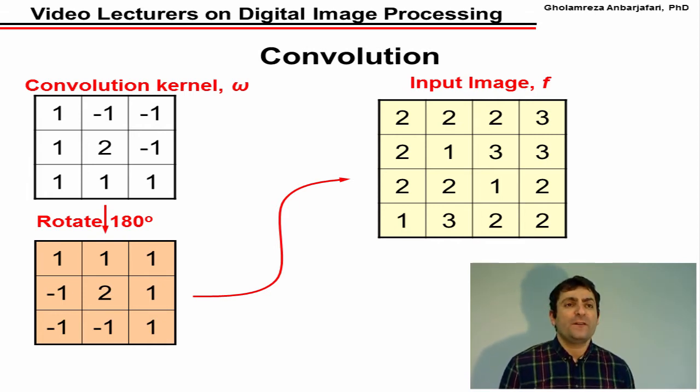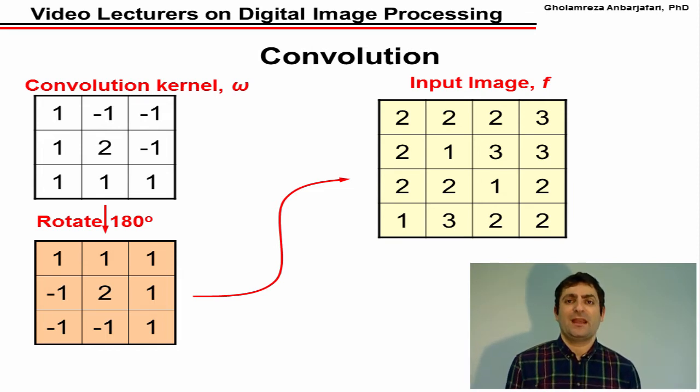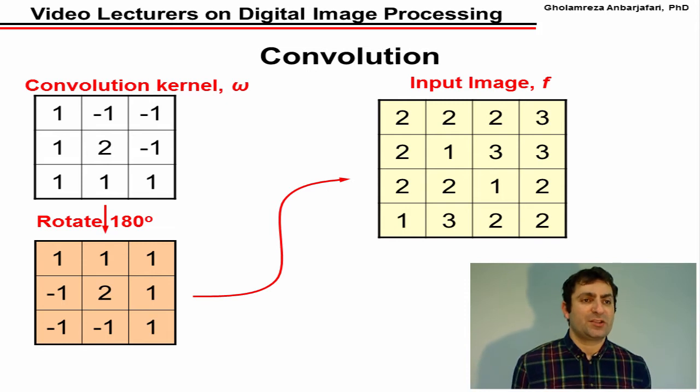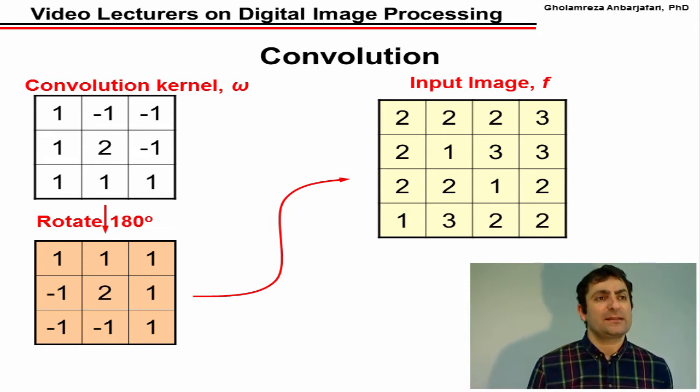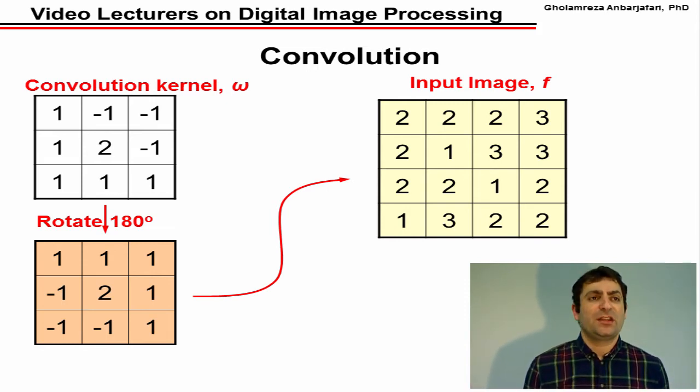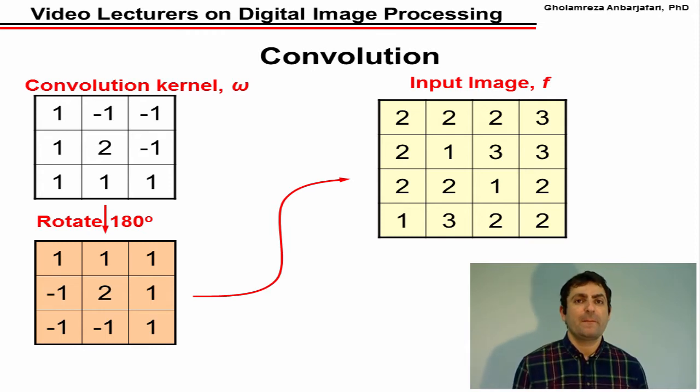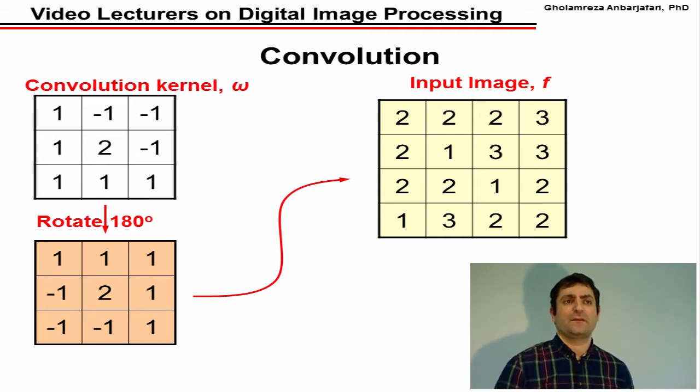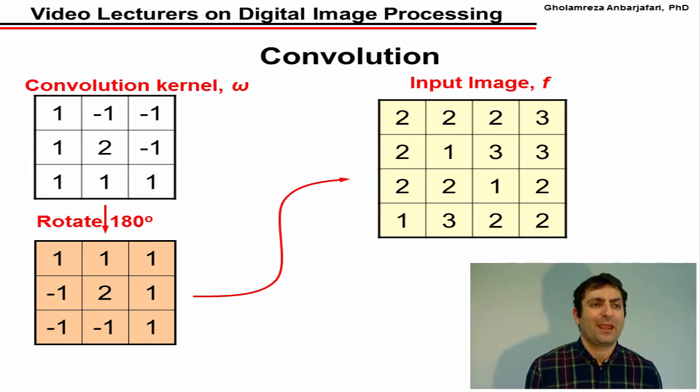Some of the coefficients, some of the weights for some masks are fixed, and the mask has a special name. Let's say the Sobel edge detector, or the Laplacian edge detector. It has its own mask with its own coefficients. So when the time comes, I will tell you. But in the case of the convolution kernel, the values can be changed based on the application.